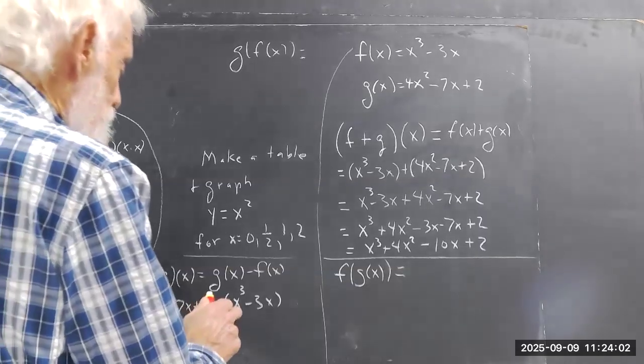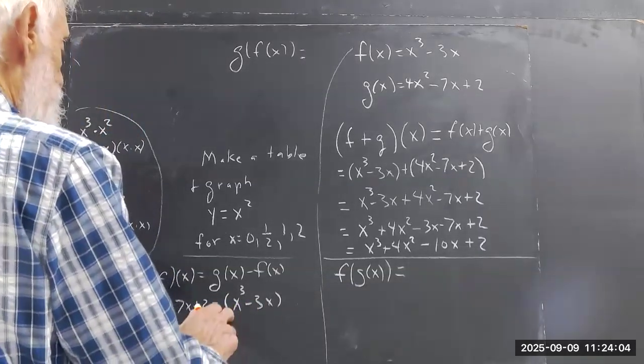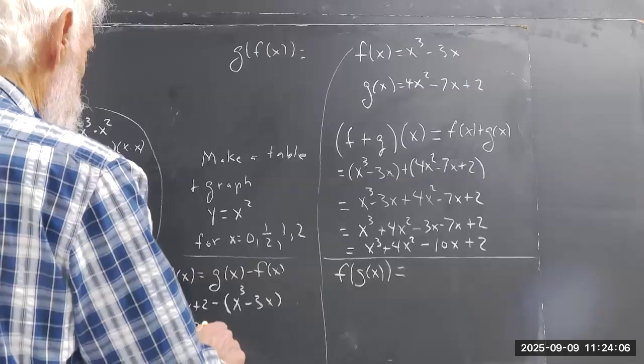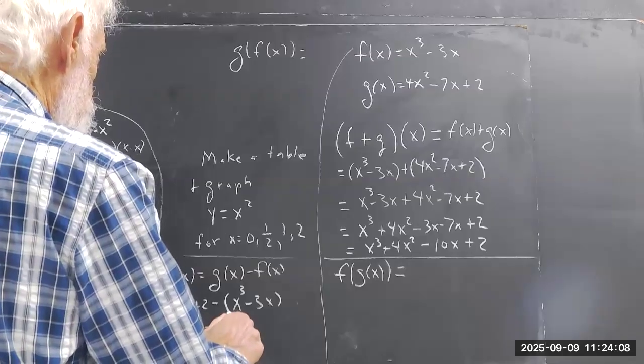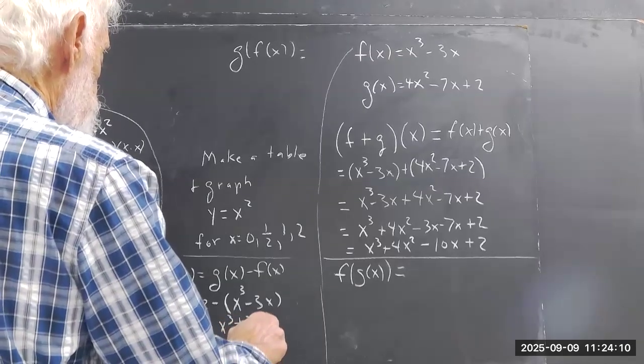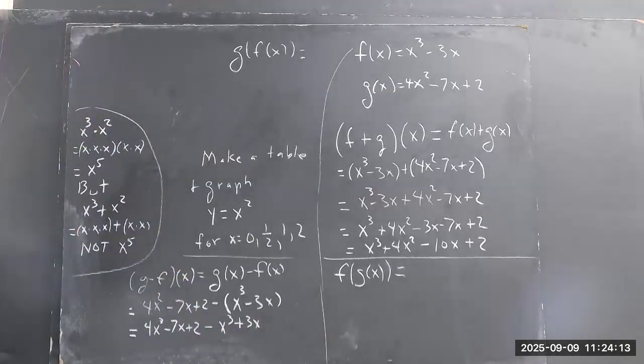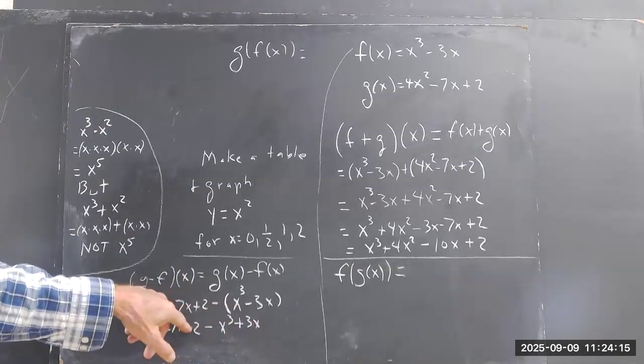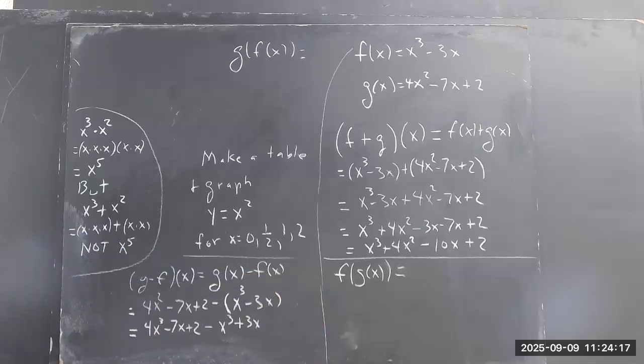Now the negative distributes through this expression. So we're going to get negative x cubed plus 3x. It's real easy to make a sign error there, so you really want to be careful when you have a negative and you have to distribute it. Very easy, especially if you're in a hurry. And you don't have that many problems.